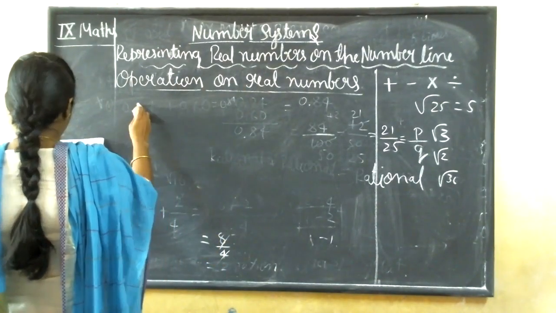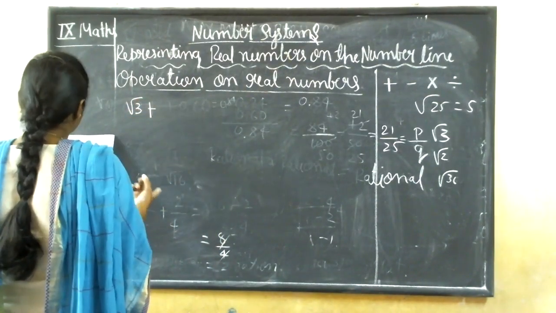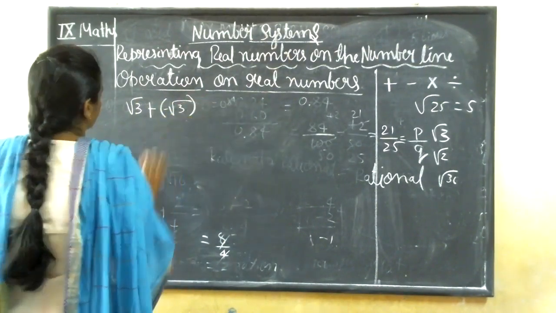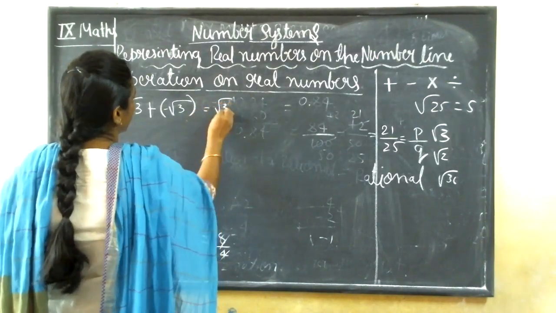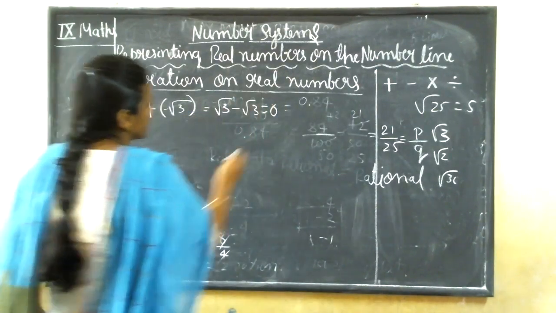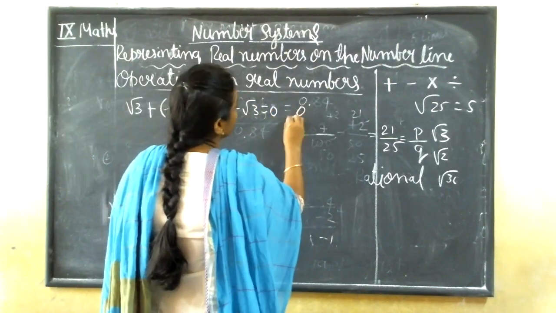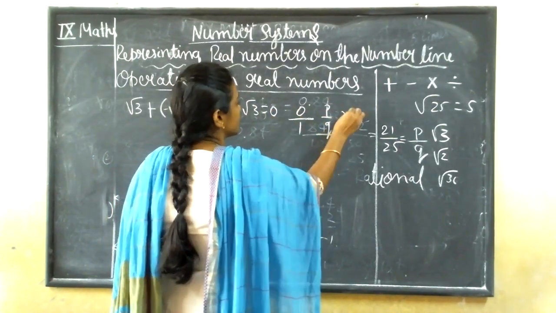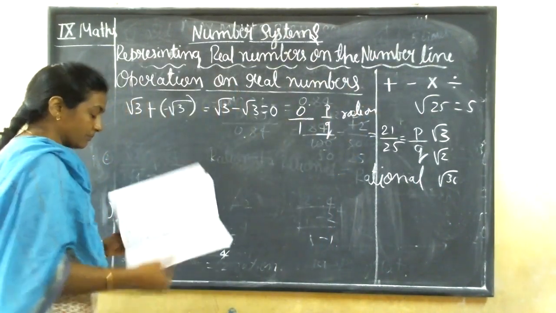That is root 3. Root 3 plus minus root 3. So what do we get here? Root 3 plus minus root 3 gives 0. Tell me whether this 0 is rational or irrational. Obviously it is rational because we can write 1 in the denominator, so this is in the form of p by q. So this is a rational number.